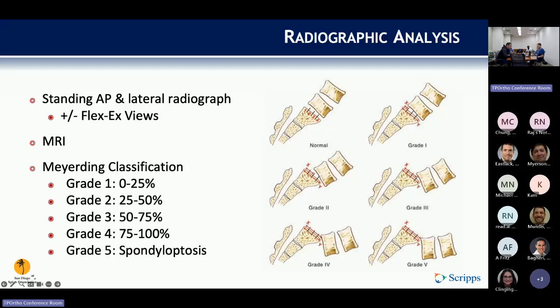So, some radiographic analysis. For standard imaging studies, AP and lateral views with flexion-extension views are paramount. A lot of times patients will come into the office with MRIs, which are obviously important for us to evaluate the neural elements and get a better look at what's going on. And then the Meyerding classification, something pretty historic and a good review, is grades 1 to 5. Grade 1 is essentially a 0 to 25% slip, or up to 1/4 of the cranial vertebra on the caudal vertebra. It goes all the way up to grade 5, which is a spondyloptosis, a complete dislocation or falling off of the cranial vertebra on the caudal vertebra.